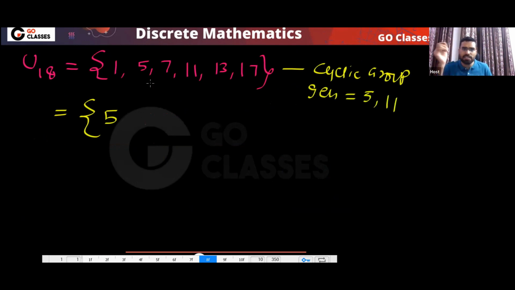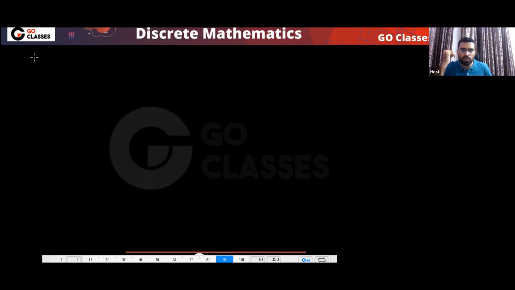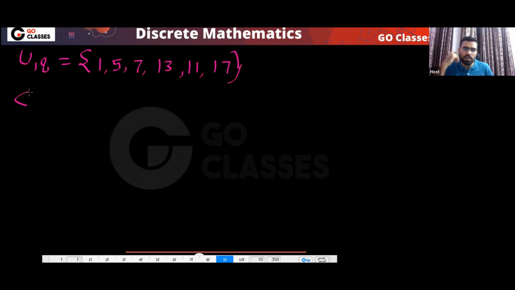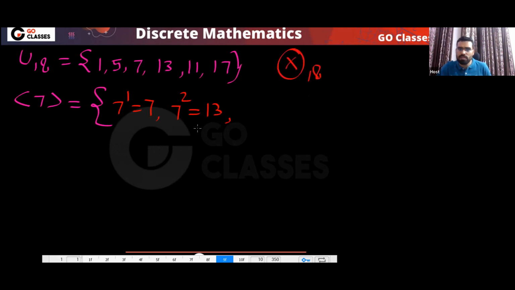You can check something else. Can I say something else is a generator? Check it out. Is 7 a generator for this U18? This is your U18: 1, 5, 7, 13, 11, 17. What will 7 generate? 7 will generate 7 power 1, that is 7. 7 will generate 7 power 2, that is 13, because the operation is this.